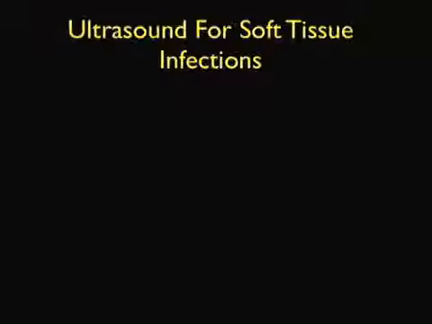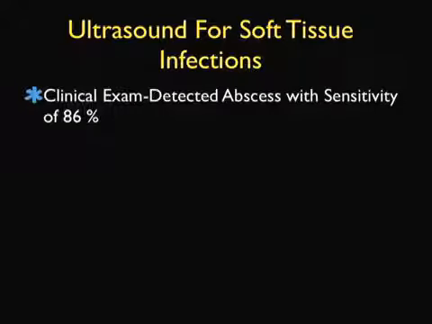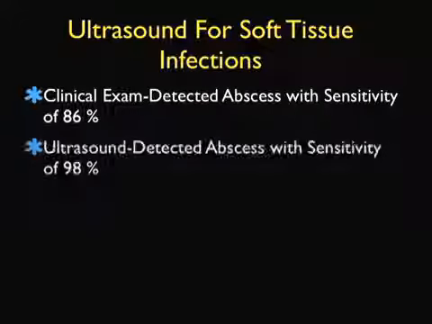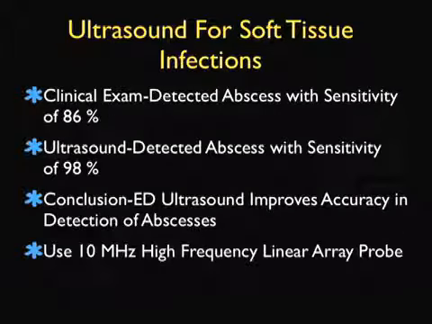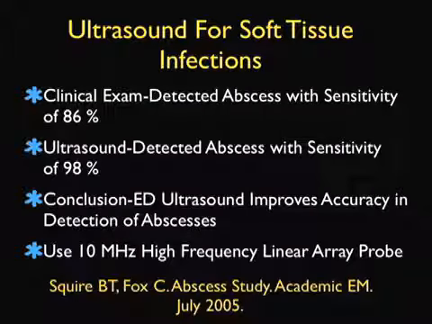The results of the study were very interesting. Clinical exam only detected abscesses with a sensitivity of 86%. Compare that to the sensitivity of ultrasound for detection of abscesses, which was much higher at 98%. Thus, the conclusion of the authors: emergency department ultrasound improves the accuracy and detection of abscesses over clinical exam.